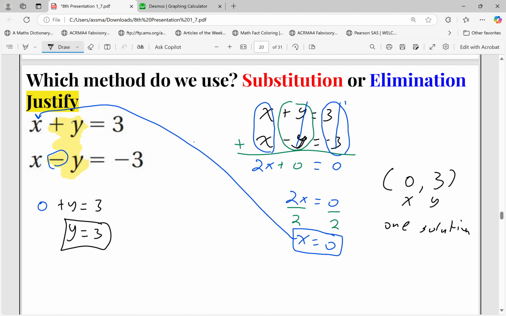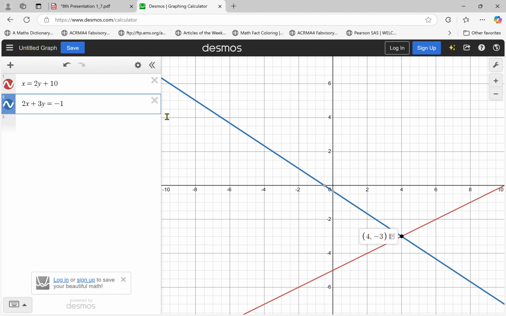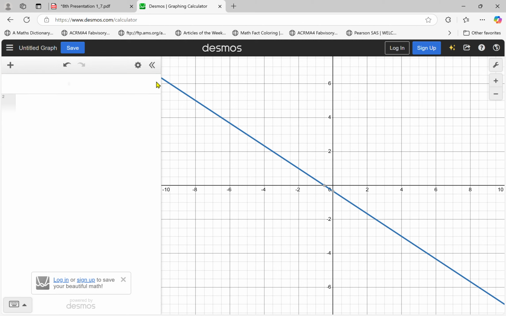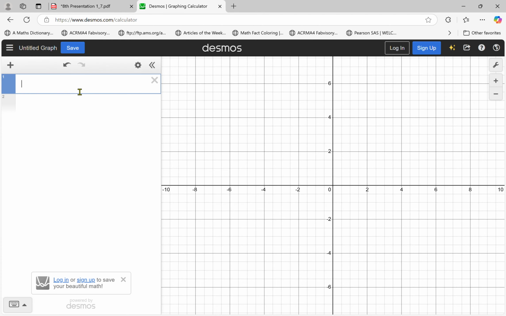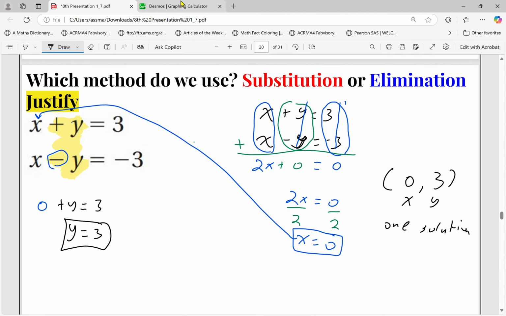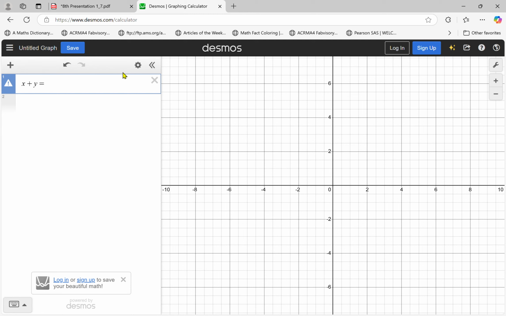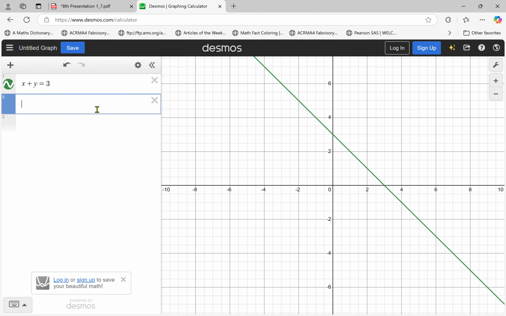And then what you can do is just verify with Desmos. So let me delete this section here. And I'll write this up here so you can see an example of how to type it. x plus y is equal to 3. So I'll put in 3. And then I have x minus y is equal to negative 3. So I put negative 3.